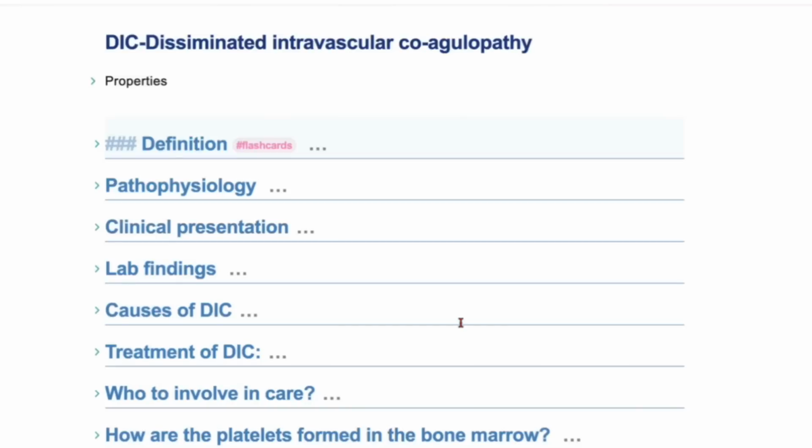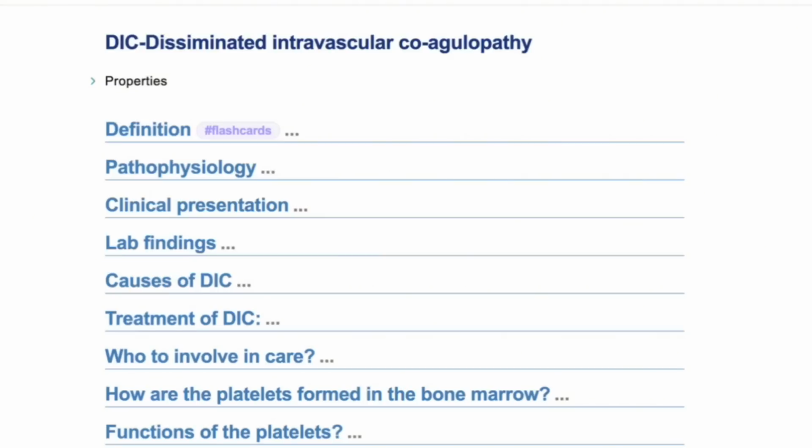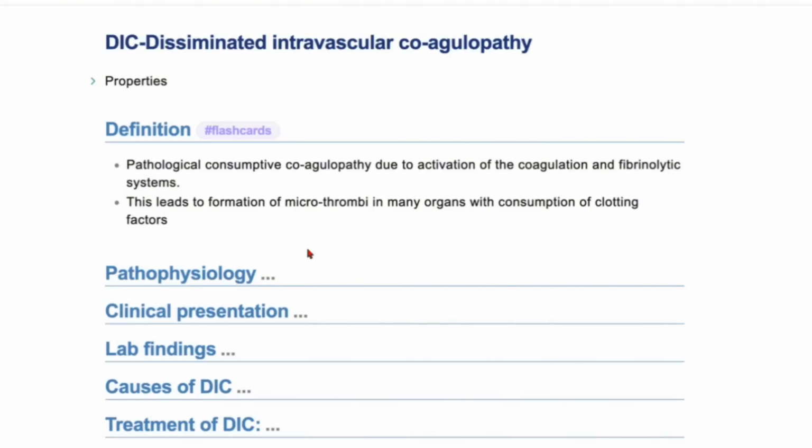Let's do DIC, which is something that you haven't done before. How would you define DIC? So DIC is a consumptive coagulopathy, which typically involves the fibrinolytic and also the coagulation cascade. It's typically seen with microthrombi, and a blood picture for this patient could also include seeing fibrin degradation products.